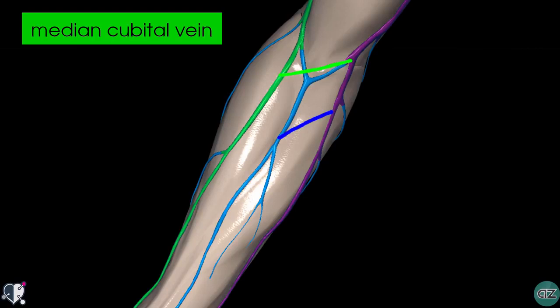These veins in the antecubital fossa are common sites for venipuncture, as they're large and superficial veins and make good IV access points.